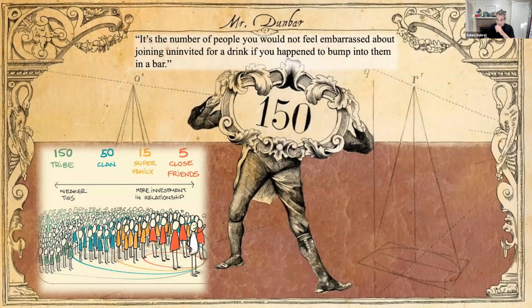The Dunbar number is 150. So there's the answer. The Dunbar number was first published in 1993 by Robin Dunbar, who is an anthropologist. He was studying primates, and he noticed that the groups of primates that work like a tribe changed exactly in proportion to their cognitive capabilities. So the smarter the group, the smarter the individual primate, the bigger the tribe could be.